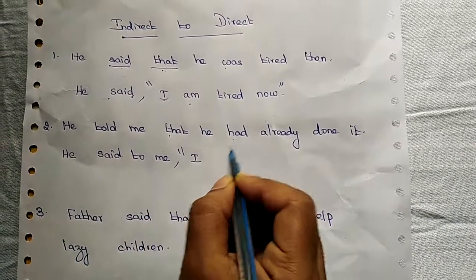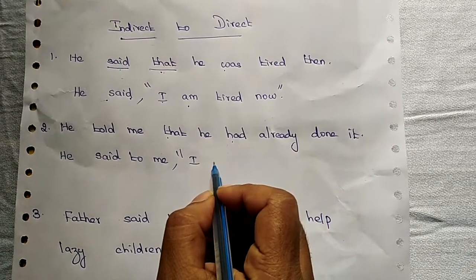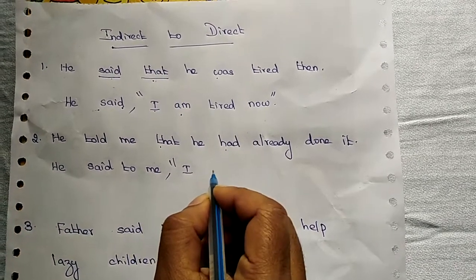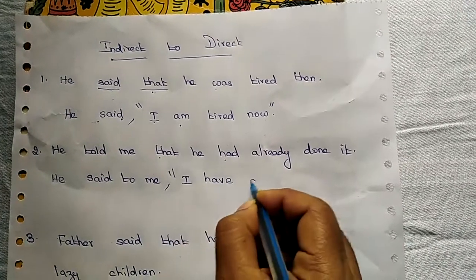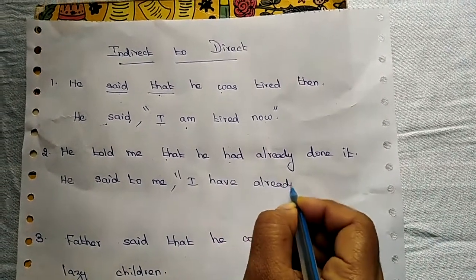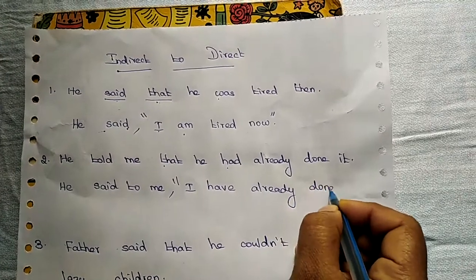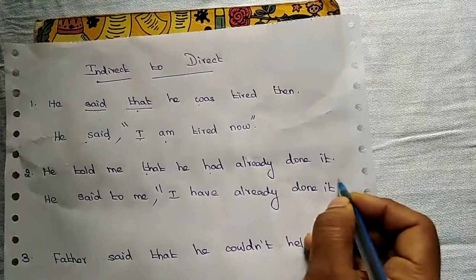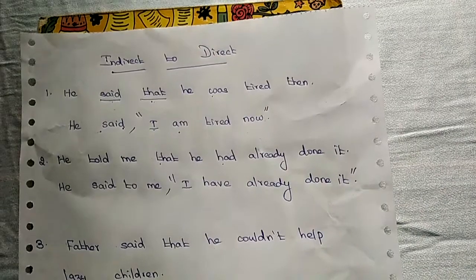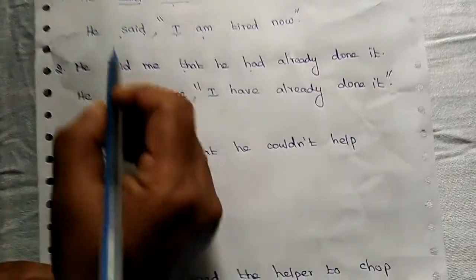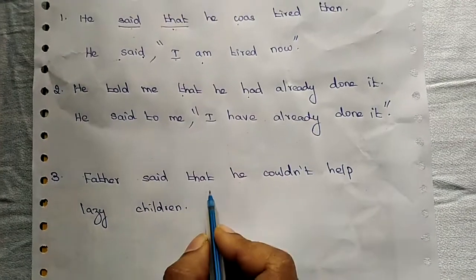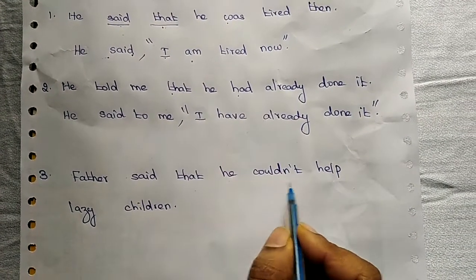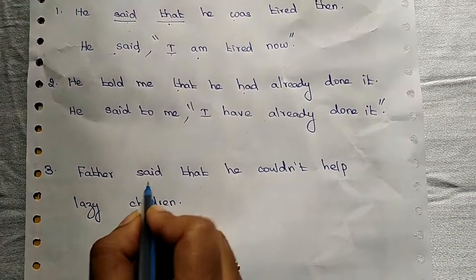Then had. What is the present form of had? Has or have. Near to I, which word you can use? Have. I have already done it. Close the quotation. I have already done it. So, then, shall we move to the next sentence? Father said that he could not help lazy children.